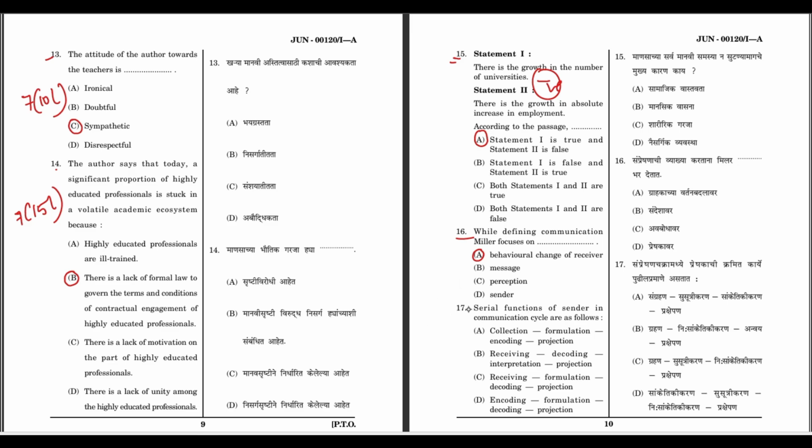Next, serial functions of sender in communication cycle are as follows: collection, formulation, encoding, projection. Correct answer is A. Collection of information, then formulation of statement, then encoding, projection of message. So correct answer is A.